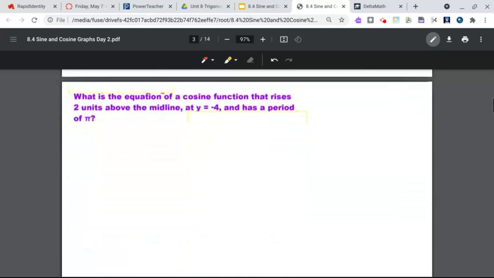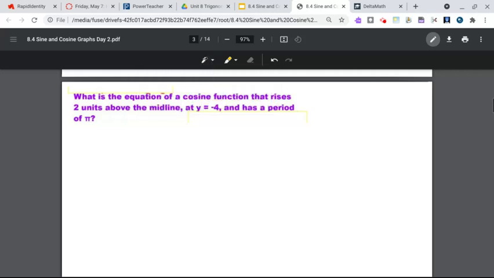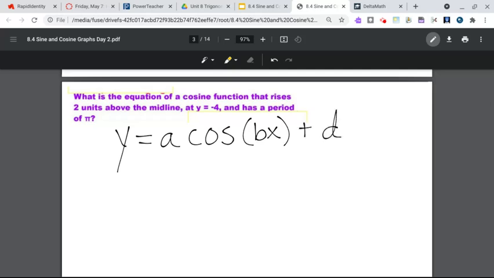What is the equation of a cosine function that rises 2 units above the midline at y equals -4 and has a period of pi? Okay, so we're going to use our general form of a cosine function. Y equals a cosine bx. We're not going to worry about phase shifts. You don't really see phase shifts until you get to pre-calculus, plus d. Okay, so we know our midline is -4, so we're going to go ahead and put that at the end.